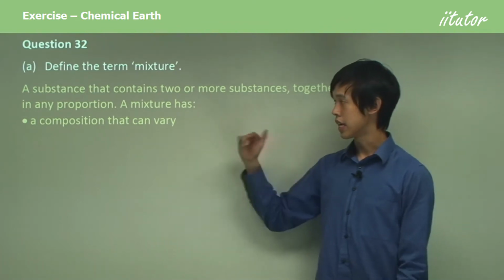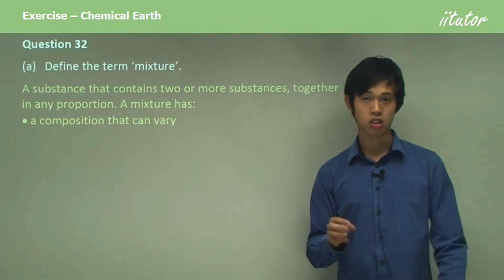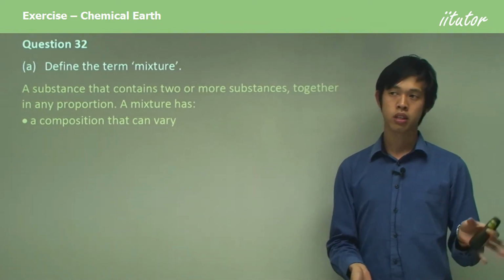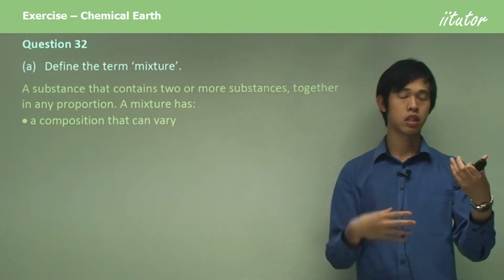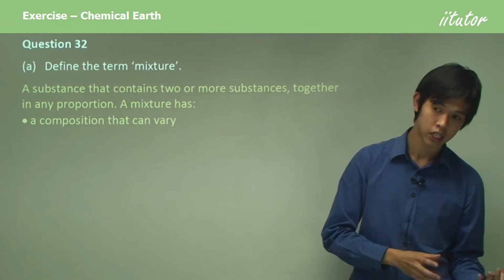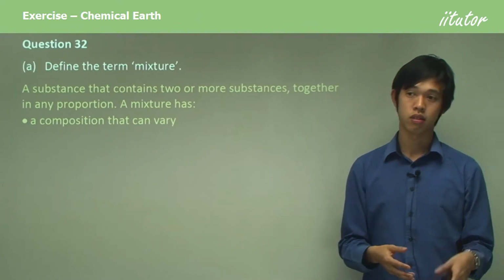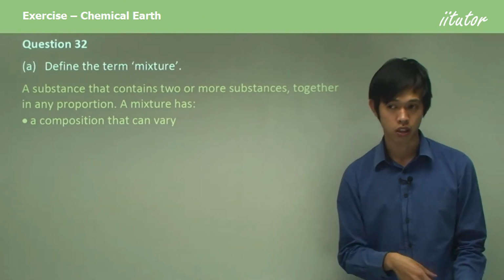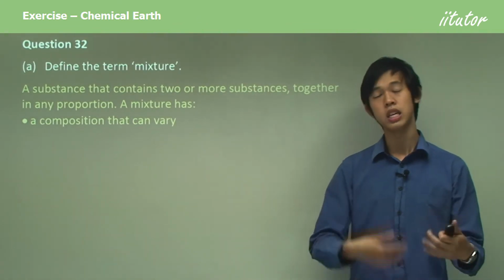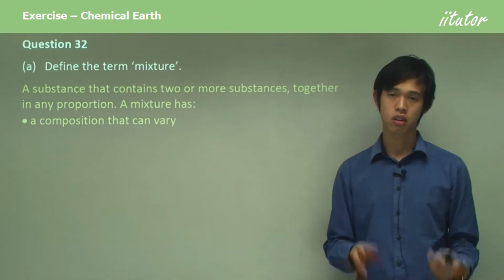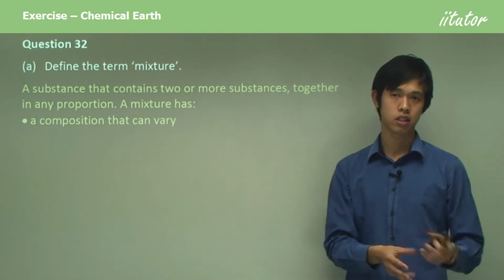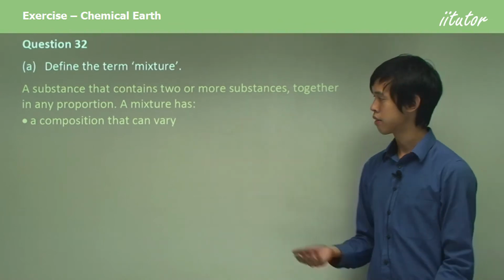A mixture has a composition that can vary, so you can change the mixture. So for instance, my ethanol water mixture, I could have 50-50, then add more ethanol and get 60-40, add more ethanol and get 70-30. I can keep changing it. Whereas a compound, you can't change what's in a compound. You're stuck with whatever it is. Okay?